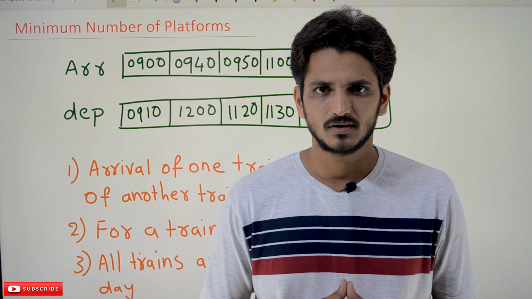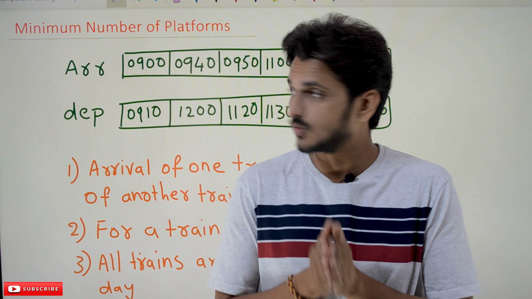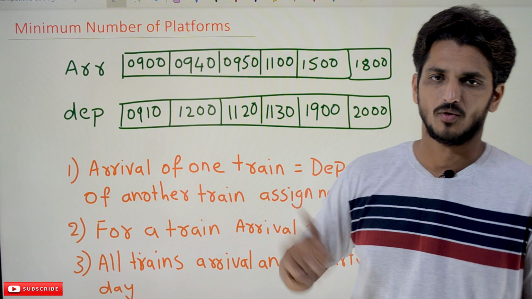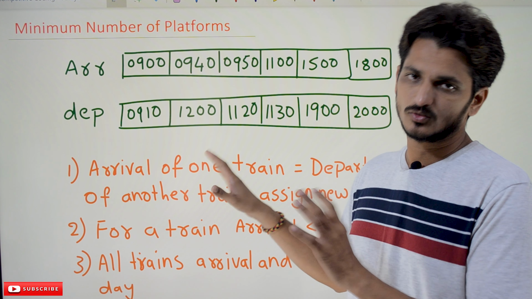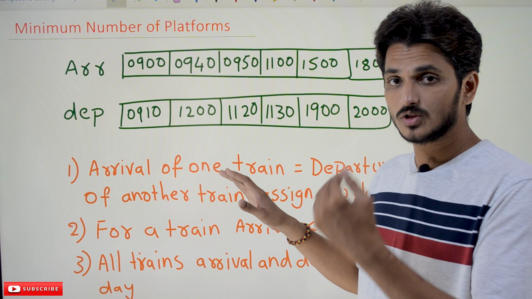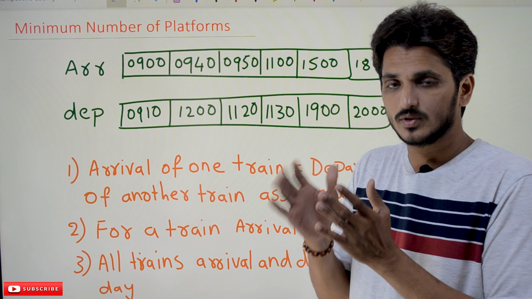I am Raghu here. In this class, we are going to discuss the coding for minimum number of platforms. So first we will understand the question. What's the question? Then we go into the logic along with the coding.